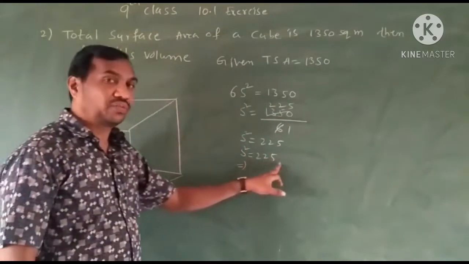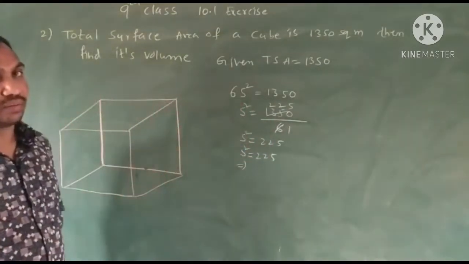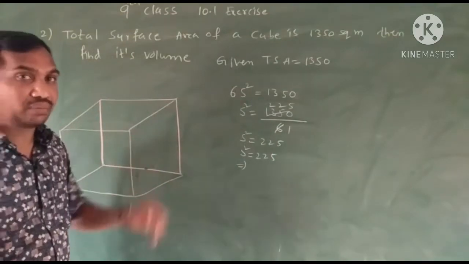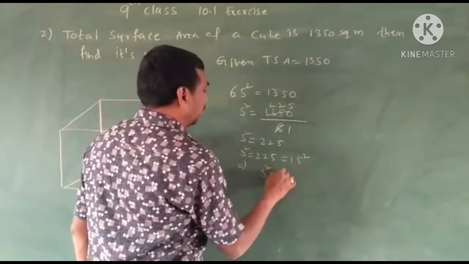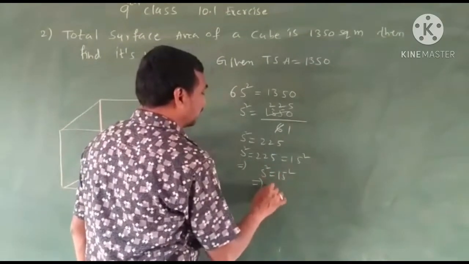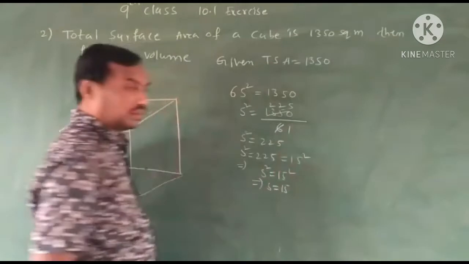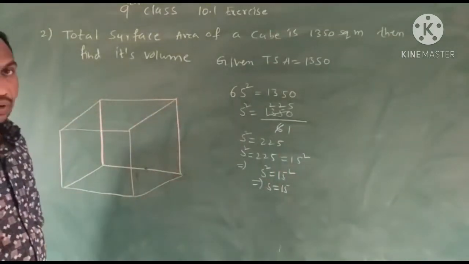S square equal to 225 means we can write 225 as a square of which number? 15 square. Okay, so that is S square equal to 15 square. It implies S equal to 15.